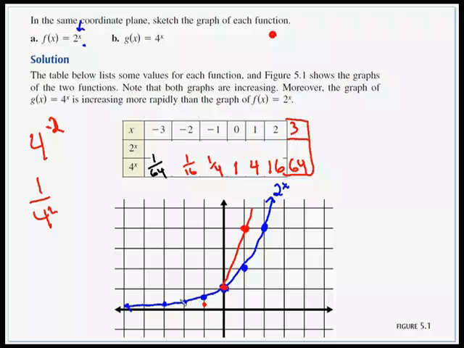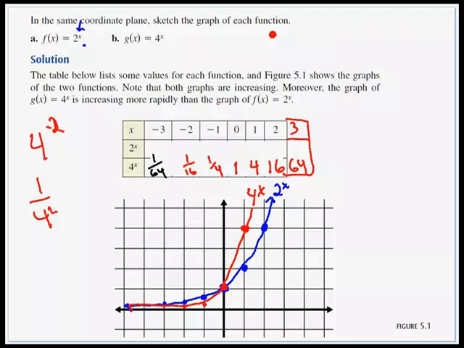At x is -2, now we're down to a 16th. So the red line here, this red exponential, is going to be under the blue one the whole way over. Again, they're both going to approach but never touch the x-axis. And this is 4 to the x.